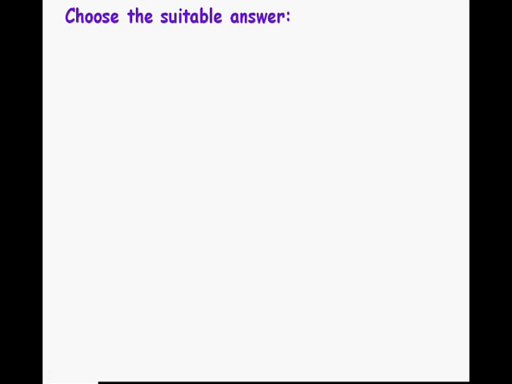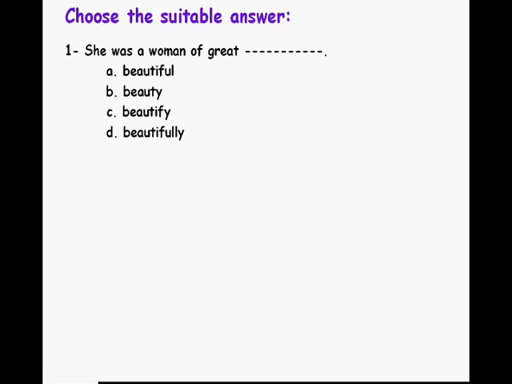Now we move on to some exercises. Choose the suitable answer. She was a woman of great, A, beautiful, B, beauty, C, beautify, D, beautifully. So she was a woman of great, what is the correct answer? Remember, we are using nouns here. So, which word here is the noun? Perfect. Beauty. Beauty is the noun.